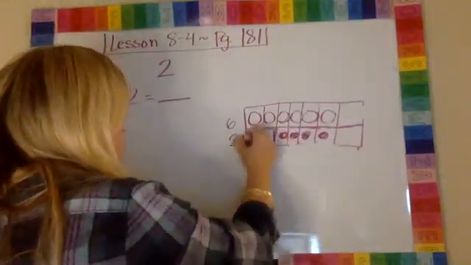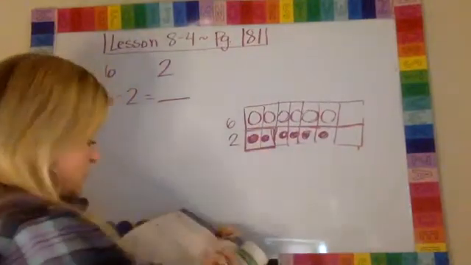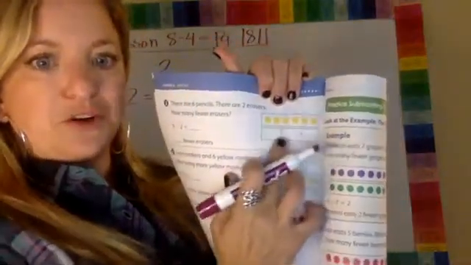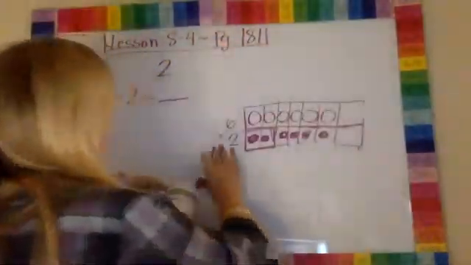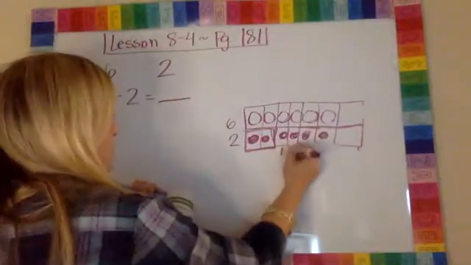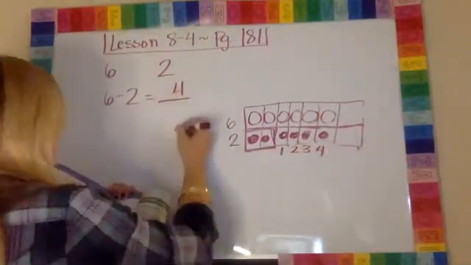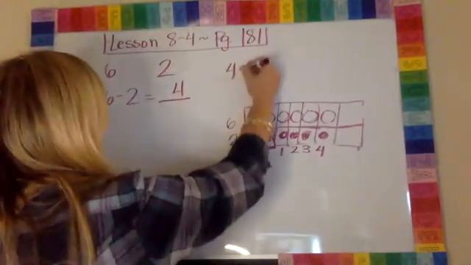These were the first 2 that I counted that were in this box right here. So then I'm gonna count how many are on this side because I already knew 2 in the problem. 1, 2, 3, and 4. So 6 minus 2 is 4. There are 4 fewer.